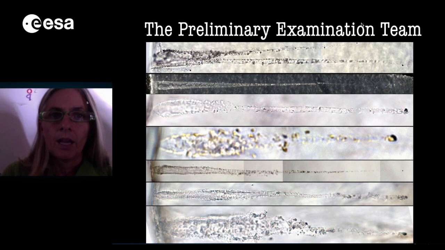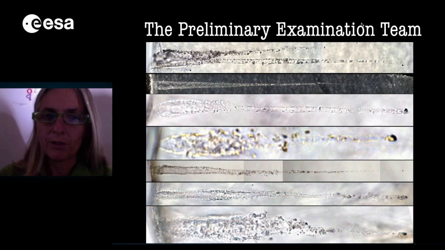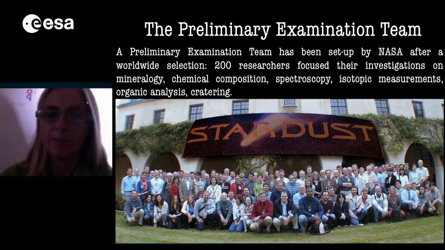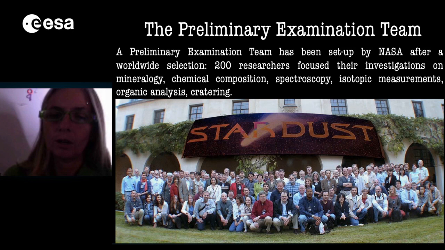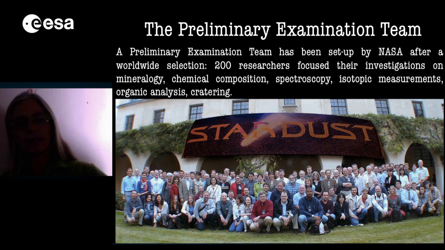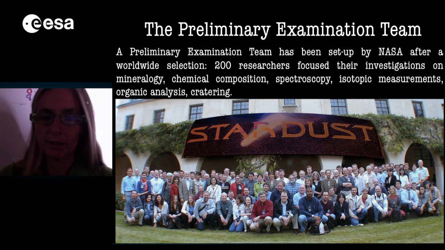After the Stardust samples came back to Earth, NASA gave these samples for very preliminary analysis to about 200 researchers all over the world. And we started the investigation of the samples in a, let's say, closed phase of analysis, just to see the very preliminary results and to understand how these samples were formed, and their composition and morphology, depending on the technique that was applied.